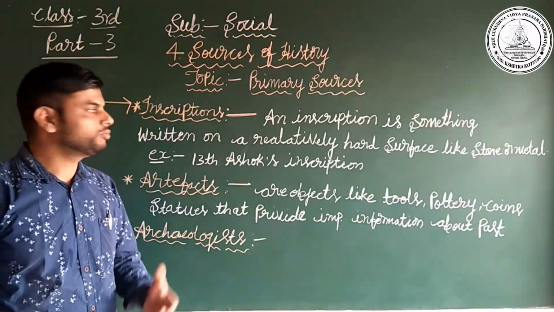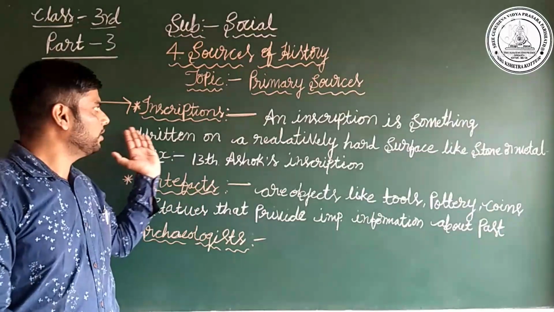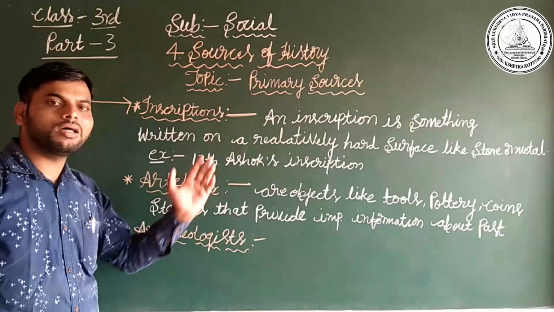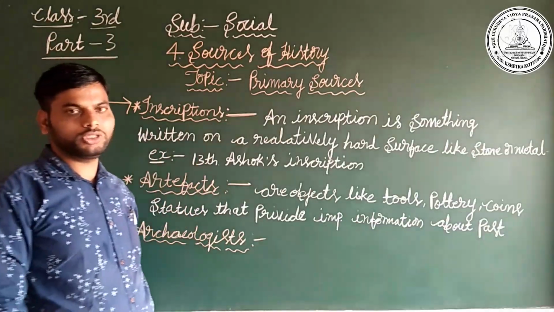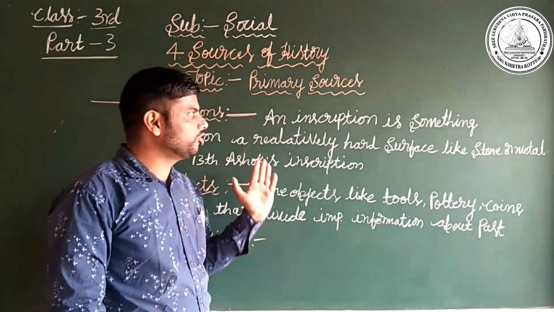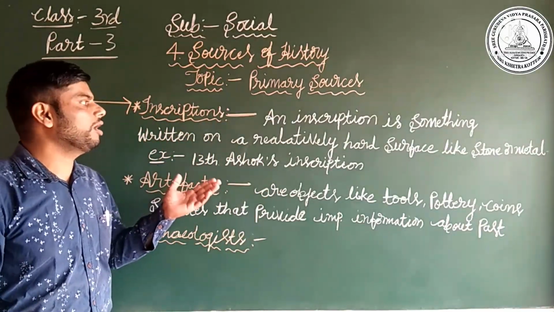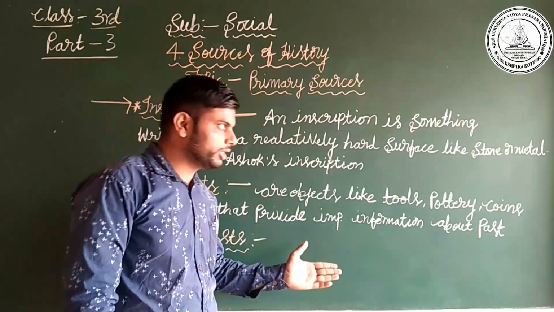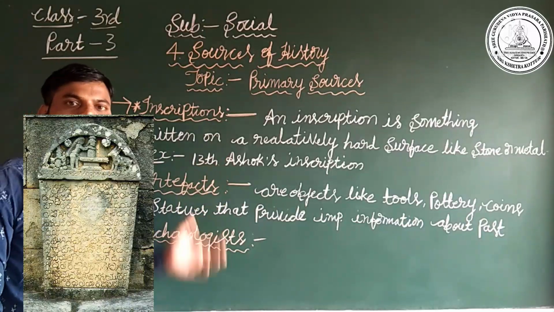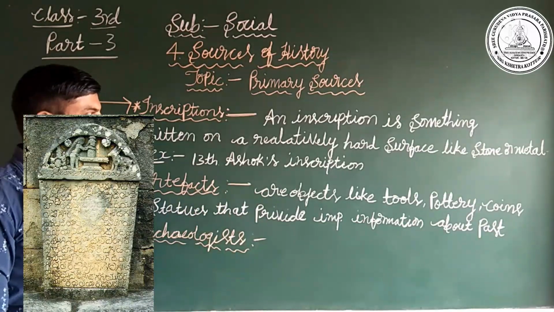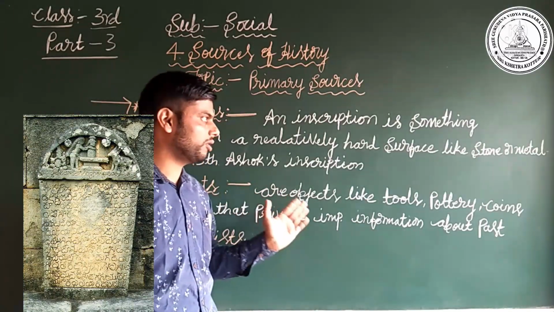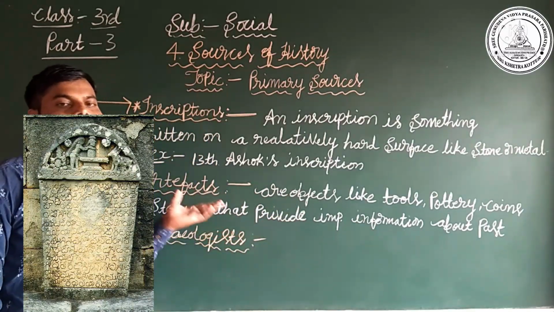Okay, let's see more about inscriptions. Yes, my dear students, inscriptions are another important primary source. An inscription is something written on a relatively hard surface like stone or metal. That is called an inscription. What is an inscription? An inscription is something written on a relatively hard surface like stone or metal.